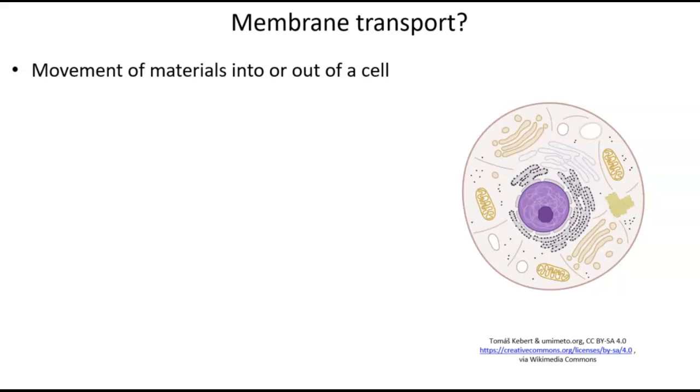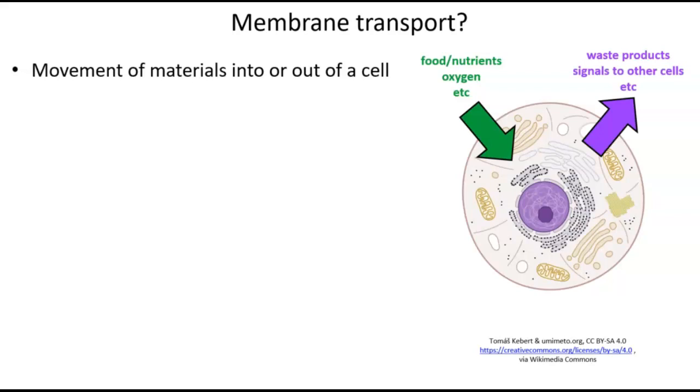A living cell needs to take in certain things and also send things out of the cell. So a living cell might need to take in food or nutrients or oxygen, and it might need to send things out, such as getting rid of waste products or sending signals to other cells. In either case, this means that something has to cross the cell membrane.